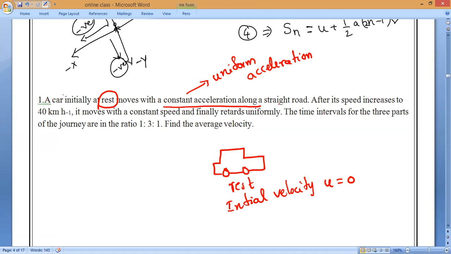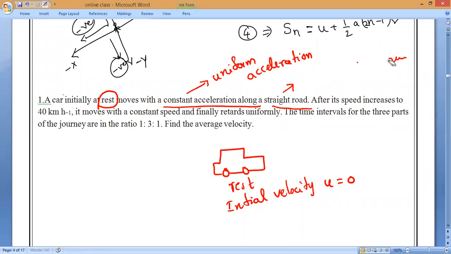And it is moving on which road? Moving on a straight road. Straight road means vector quantity or scalar quantity? It is a vector quantity. Yes or no, guys? Vector quantity it is. Anyhow, it is not needed information.